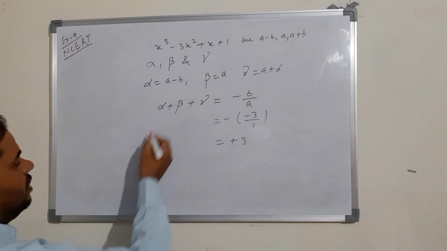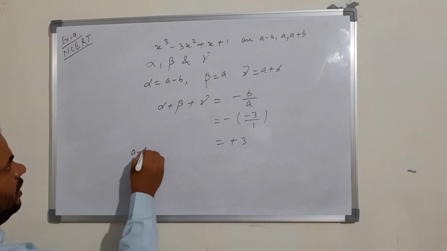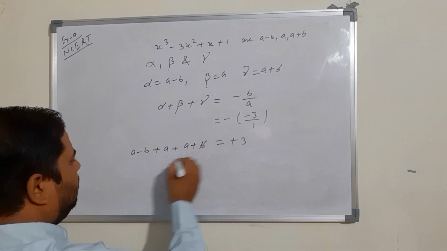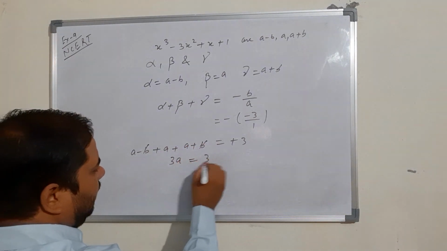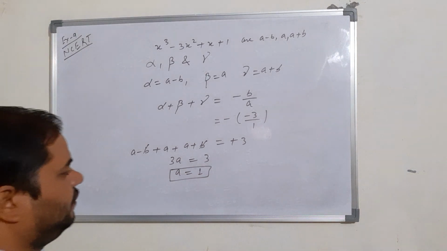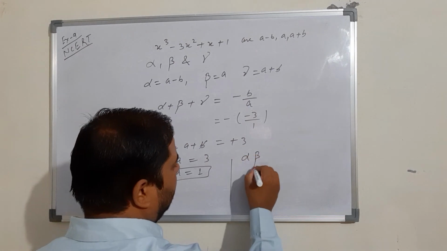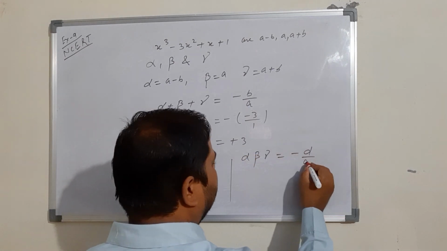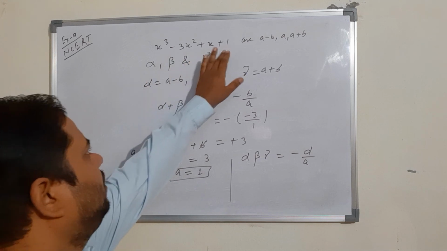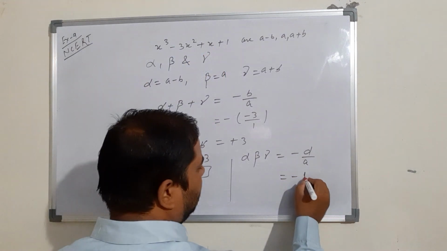And you know the values of alpha, beta and gamma. So A minus B plus A plus B, this is cancelled out. 3A is equal to 3, so A is equal to 1. Similarly, we know alpha beta gamma is equal to minus d by a. So alpha beta gamma, d is what? 1. So this becomes minus 1.